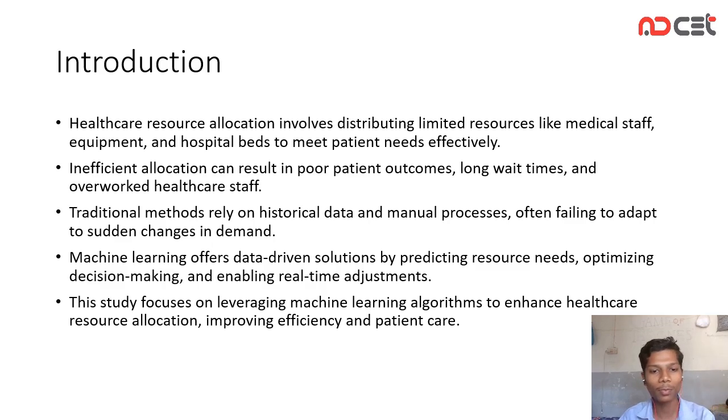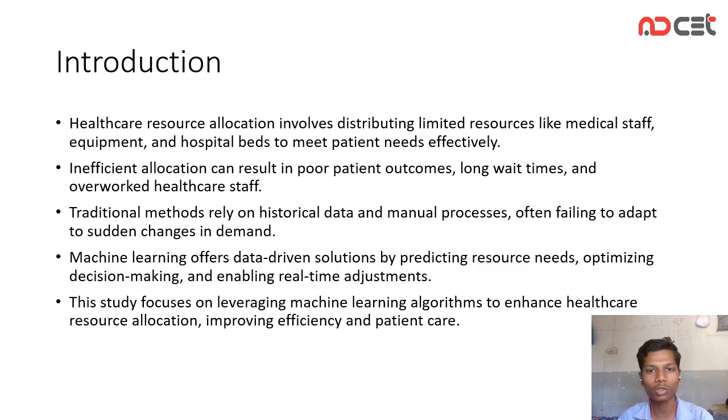The problems this paper solves are inefficient resource allocation leading to poor patient care and operational inefficiency, unpredictable surges in healthcare demand, such as during flu season or pandemics, manual slow decision making in resource distribution, overworked staff, and supply shortages due to poor forecasting, and high operational cost due to the mismanagement of resources.